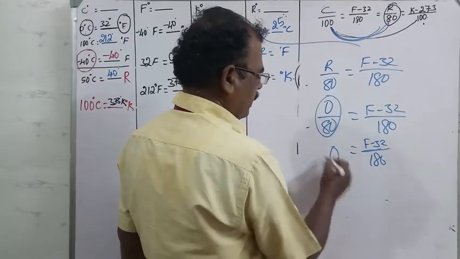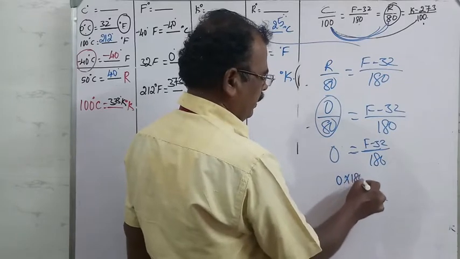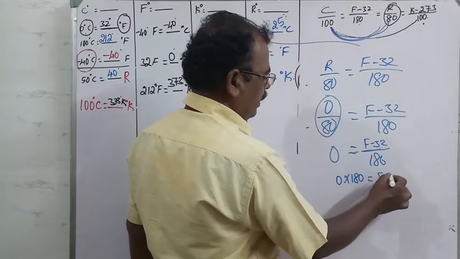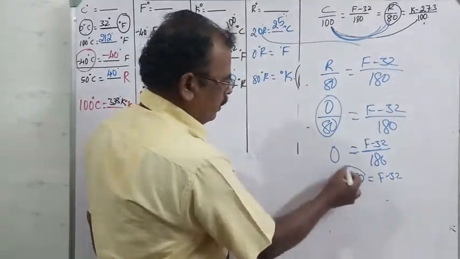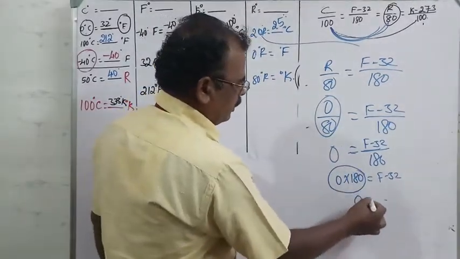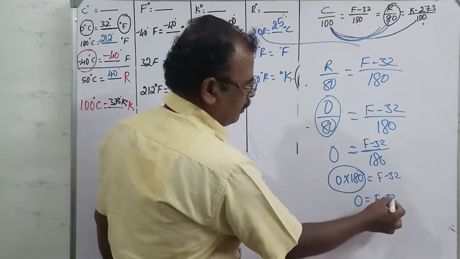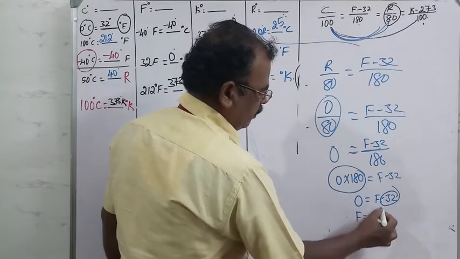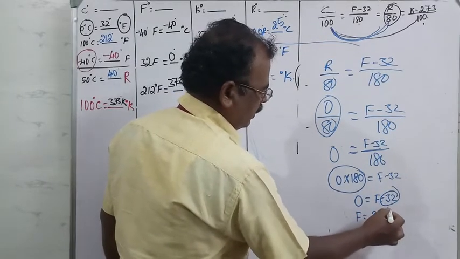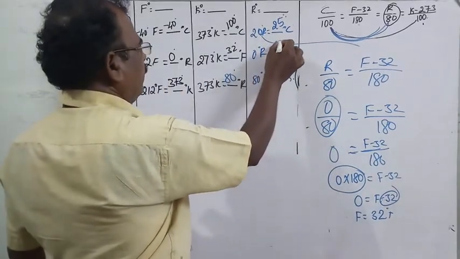That is equal to F minus 32 divided by 180. Again cross multiplication: 0 into 180 is equal to F minus 32. Here 0 multiplied by anything is 0, that is equal to F minus 32. F stays there, minus 32 we shift to this side. F is equal to plus 32 degree Fahrenheit. What is the answer? 32 degree Fahrenheit.